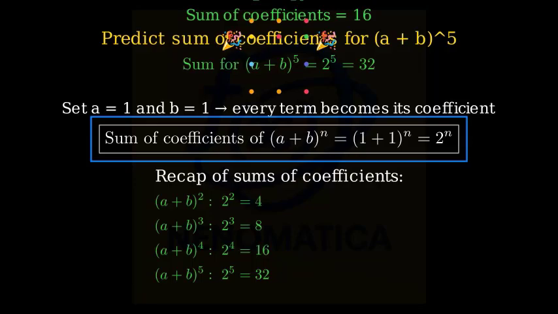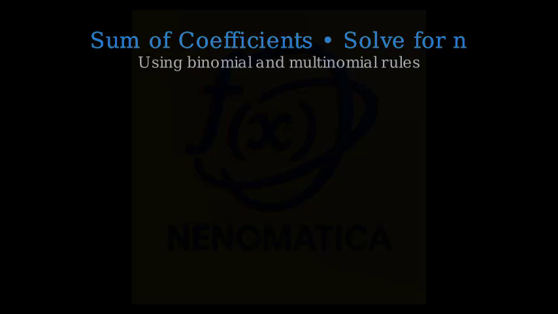All of these match 2 to the n. We will solve a problem using the idea of the sum of coefficients in polynomial expansions. First, I will restate the problem, and then we will solve for n step by step. Step 1, understand the statement.